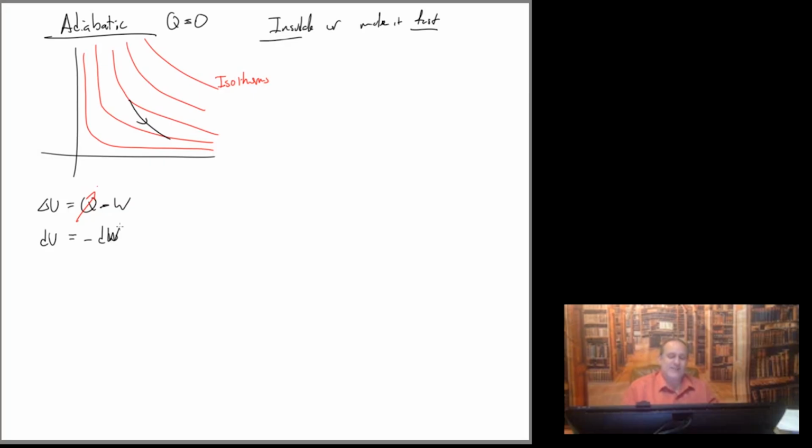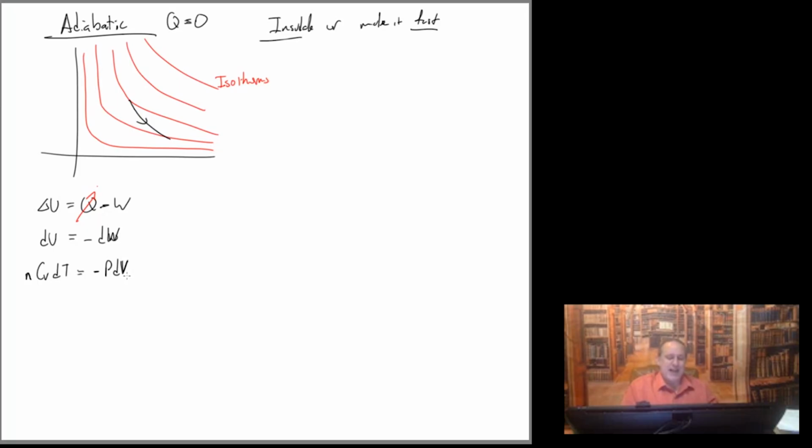du equals minus dw. And the du would be nCv times dT. And this is equal to minus P times dV. So we're writing everything in the differential form. We cannot find the work because we don't know the function. So we cannot write just the work, but we can write P dV and then try to figure out what that looks like.